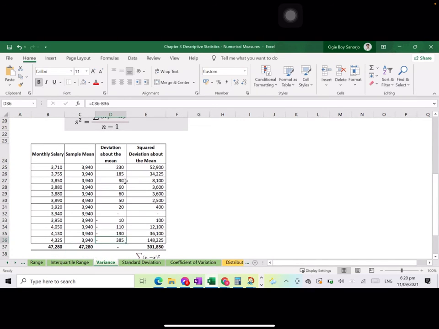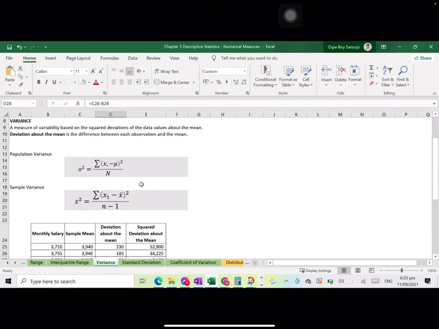Then also, since we're talking about deviations about the mean, you need to minus the monthly salary and the mean. So for the first observation, we have 230 as the deviation about the mean. For the second observation, we have 185, and so on and so forth. Okay? Since sinabi nga natin na for us to get variance, we need to square the data values about the mean.